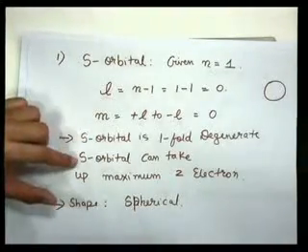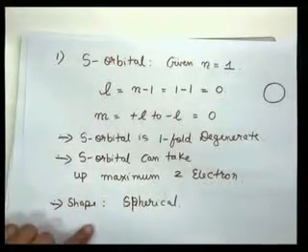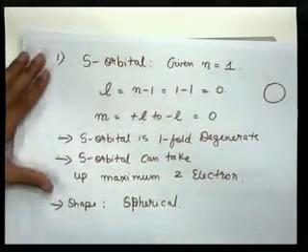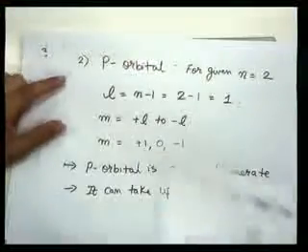Now, the s orbital can take up a maximum of 2 electrons, and the shape of the s orbital is spherical, that one has to remember. While writing short notes, one has to describe all the quantum numbers in detail and find out the shape with the drawings.